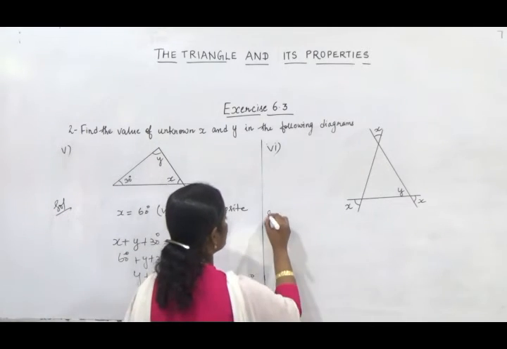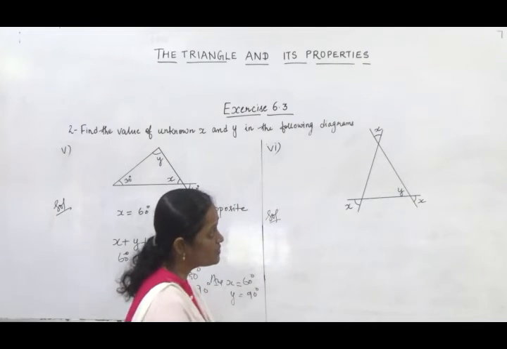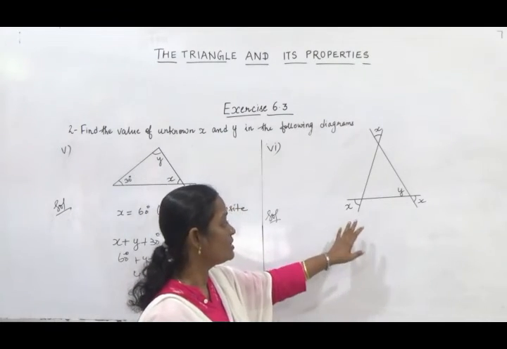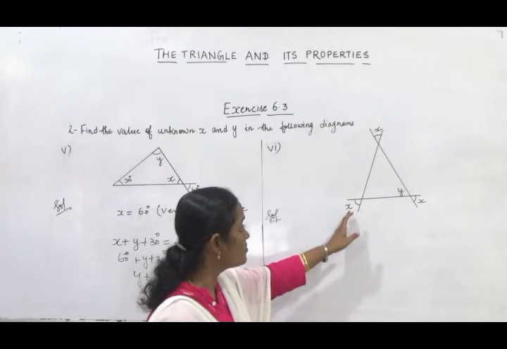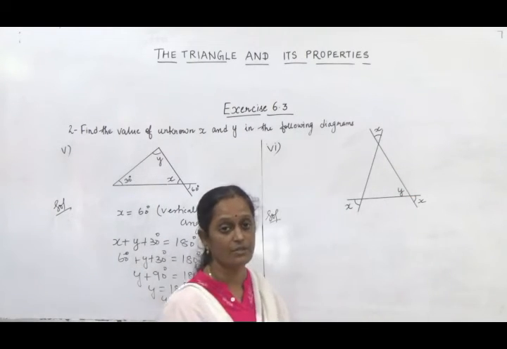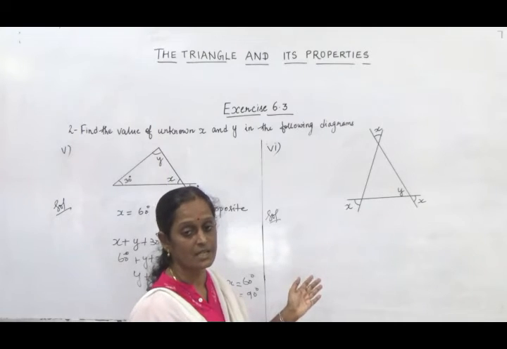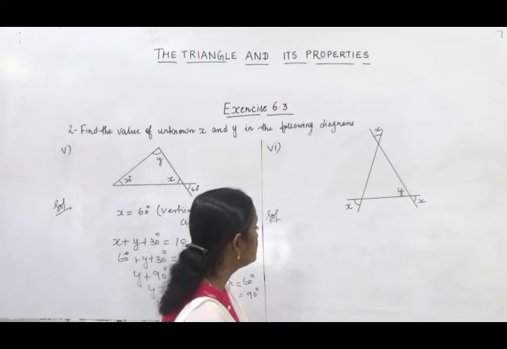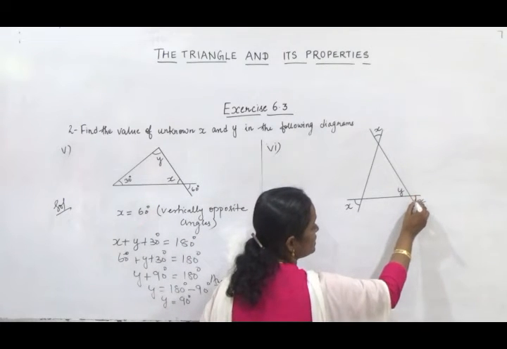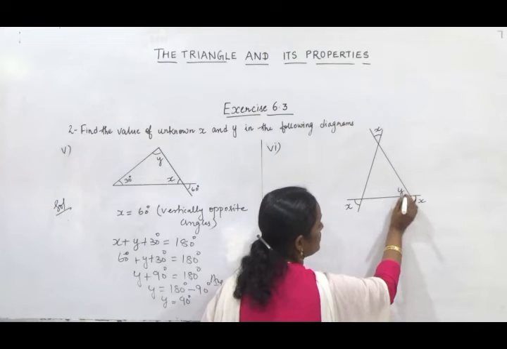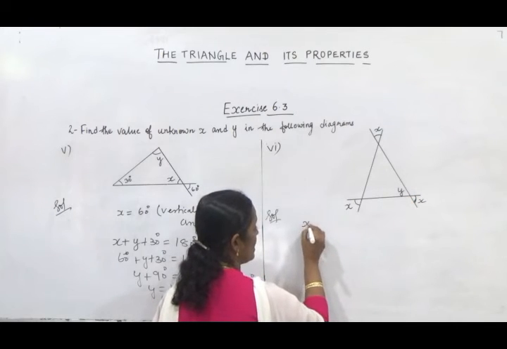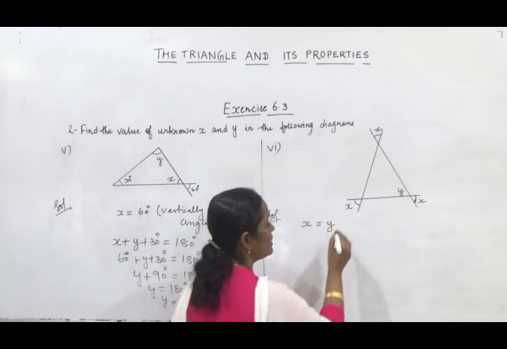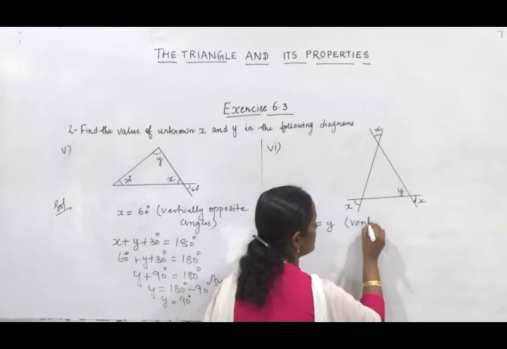Now here question number 6, you can observe from the figure the value of any angle is not given here. All the angles are marked here, x and y. We don't know any of the angles here. So how will we find out the measures of x and y? Here from the figure you can observe that this angle x and y, they are vertically opposite angles. So angle x is equal to y we can write because they are vertically opposite angles.